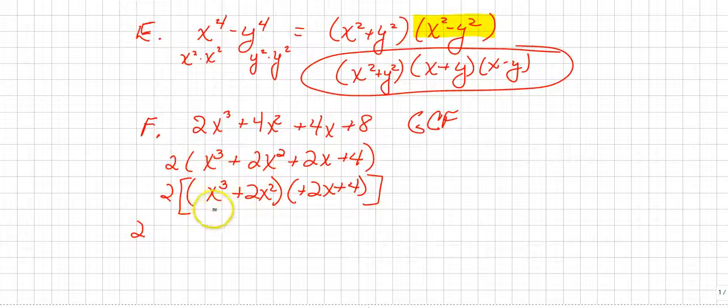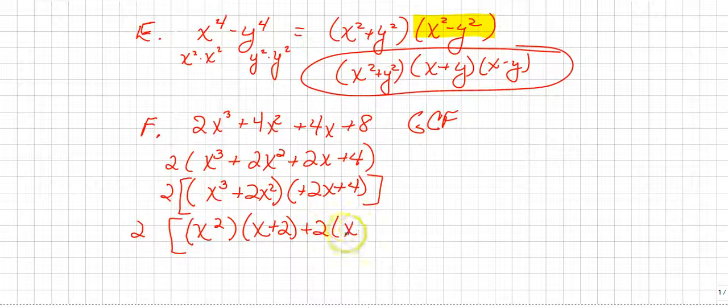The first group, you can take out an x squared, and that would leave x plus 2. And in the second group, you can take out a 2, and that would leave x plus 2. And that's the whole idea, is try to get the same thing there and there.